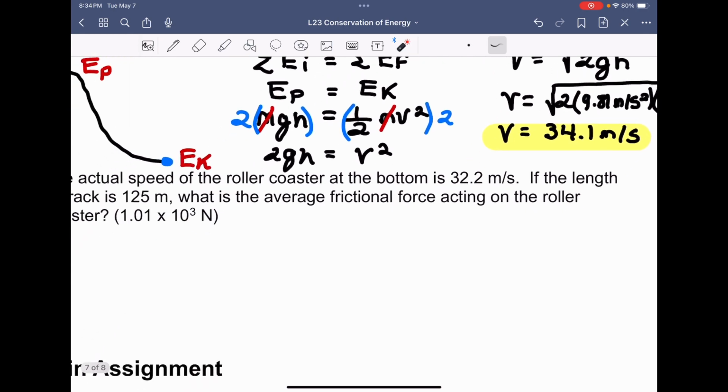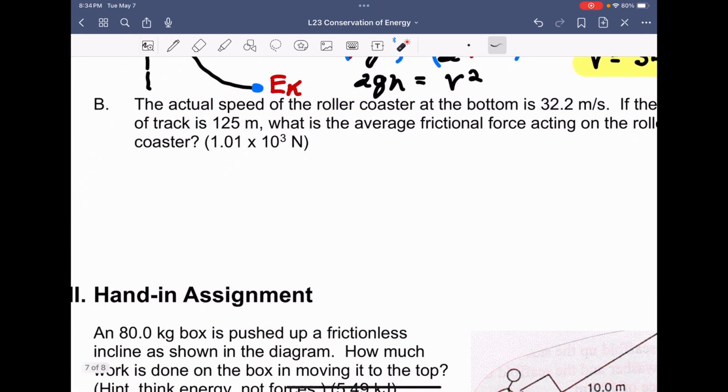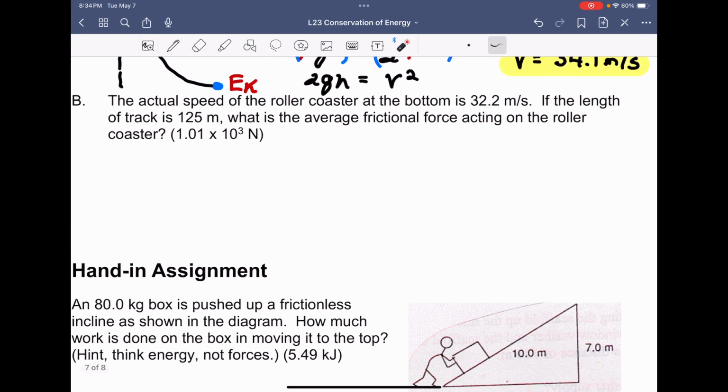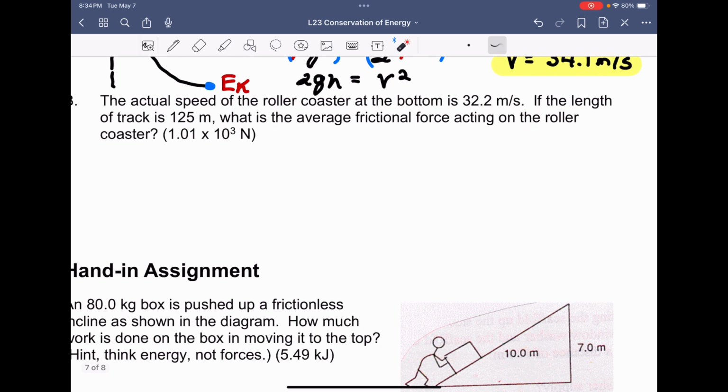Okay, part B. The actual speed of the roller coaster at the bottom is 32.2 meters per second. If the length of the track is 125 meters, what is the average frictional force acting on the roller coaster?